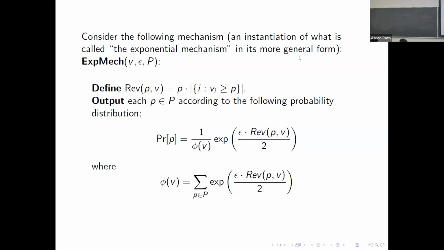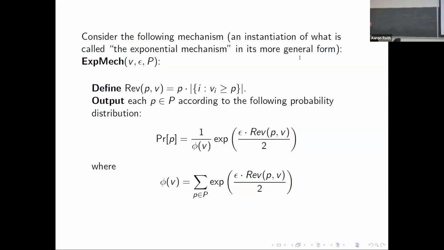So if epsilon is 0, then all prices are the same. We just output the uniform distribution on prices. But as we start making epsilon slowly bigger, all of a sudden we are outputting, under this distribution, high revenue prices much more likely than low revenue prices, because exponentials grow very quickly.